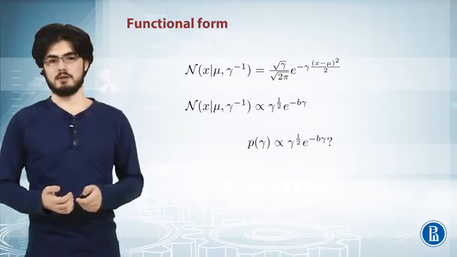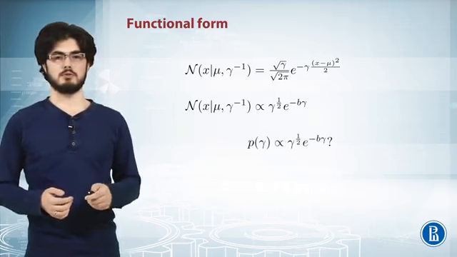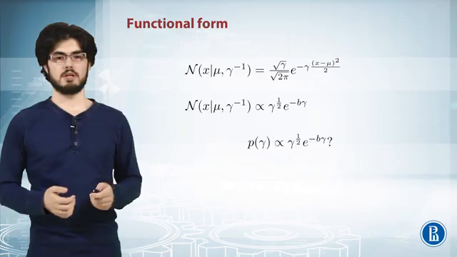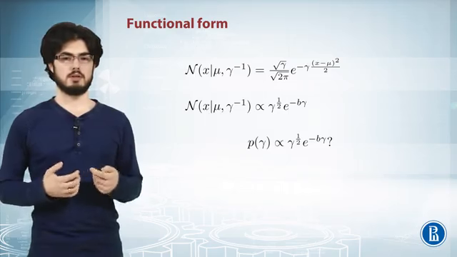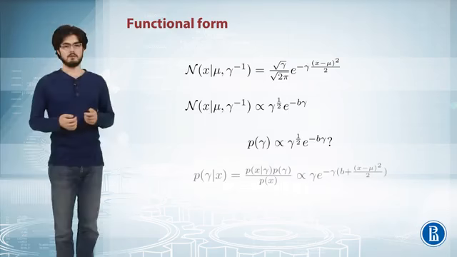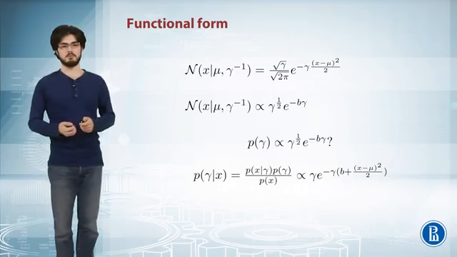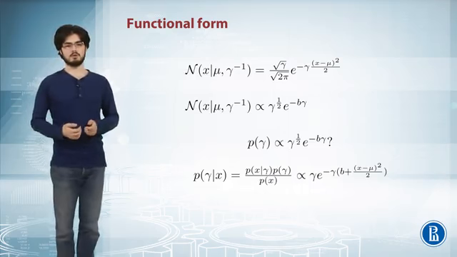Let's try to find the conjugate distribution in the following way. It would be proportional to gamma power 1/2 times the exponent of minus b gamma. Will it work or not? What do you expect? Alright, let's check it out. Here's our base formula. Again, we can drop the denominator since it does not depend on the parameters, and we'll get the following functional form.